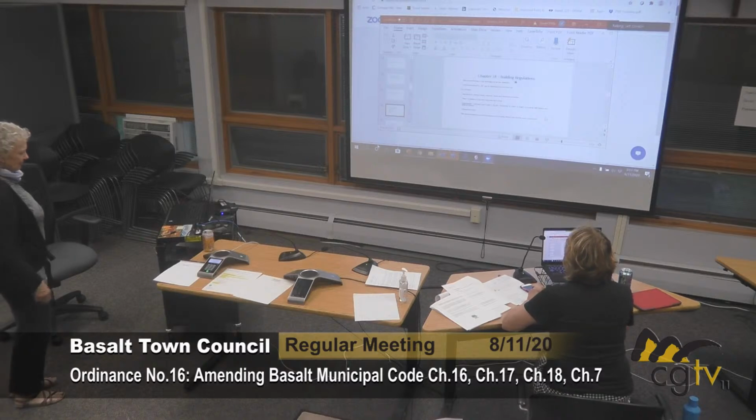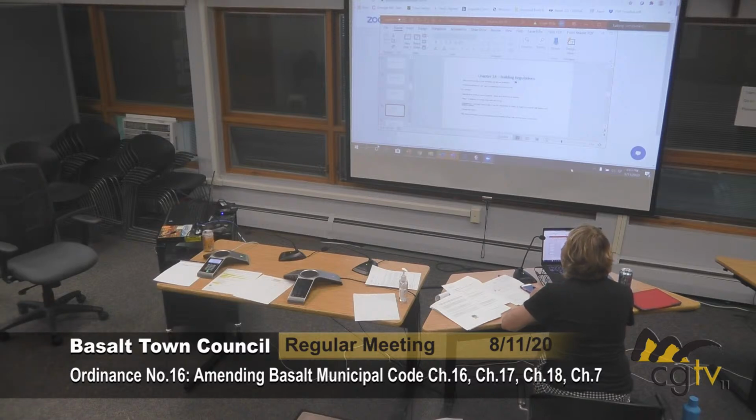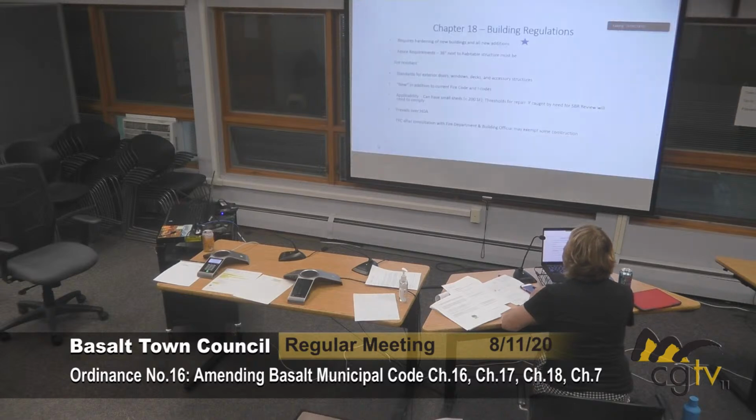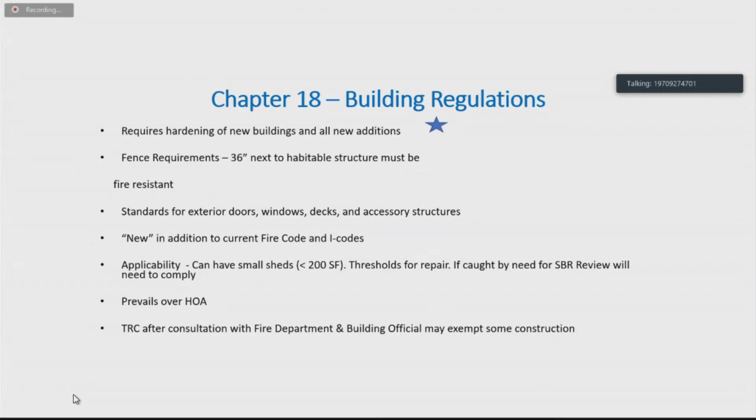Susan, you were about to talk about the building regulations in Chapter 18, the most substantive items. If I repeat this a little bit, I apologize, but the most important thing that we're doing here is addressing the hardening of new buildings and all new additions. There are requirements regarding fences. The closest 36 inches next to the habitable structure must be fire-resistant material. There are standards for exterior doors, windows, decks, and accessory structures.